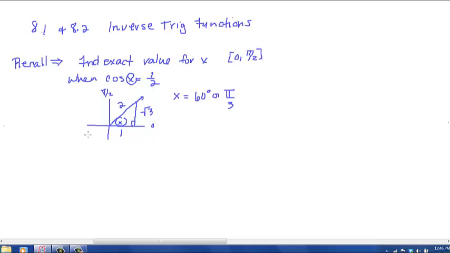So what an inverse trig function is, another way to say that is, x is equal to cosine inverse of 1/2. So cosine inverse of 1/2 is the same as cosine x is equal to 1/2. Those two things mean the same thing.